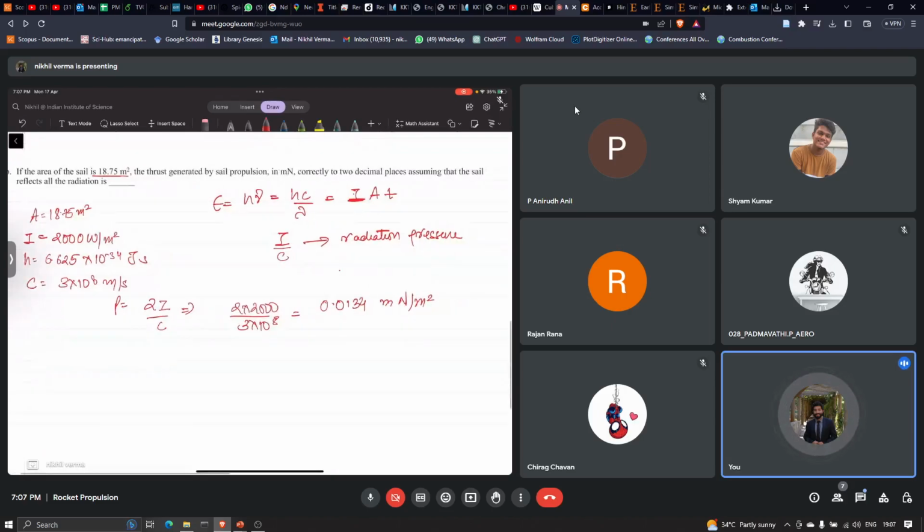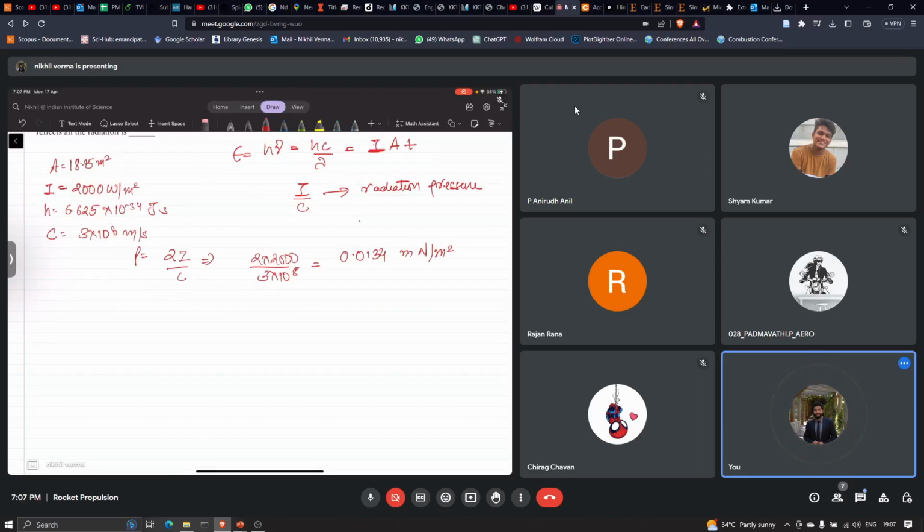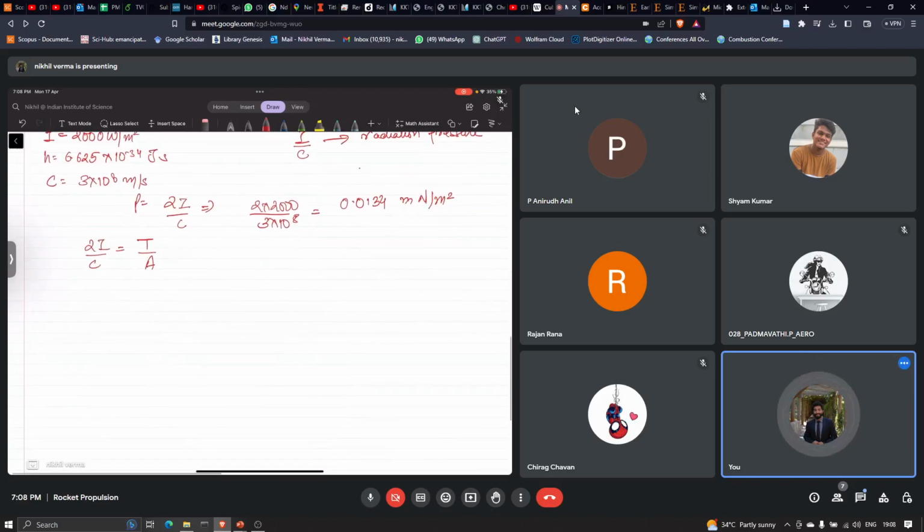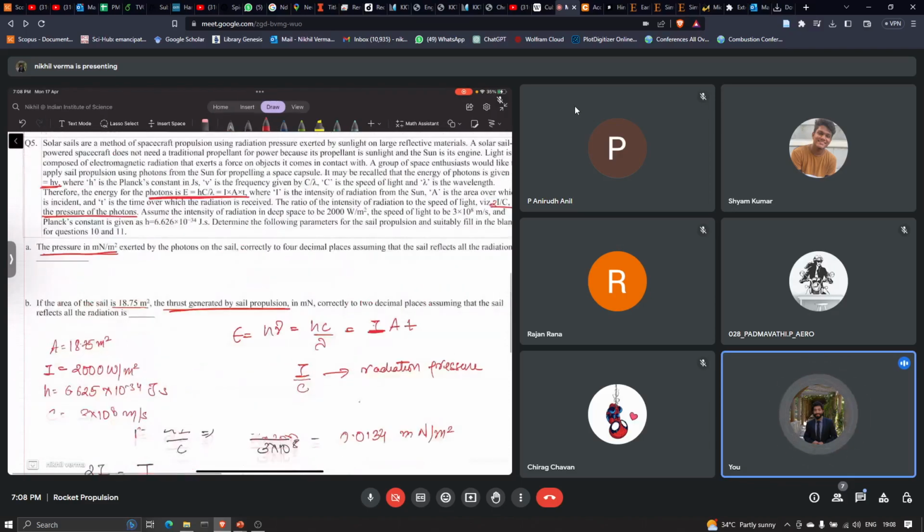Then what we have to find is the thrust generated by the solar sail. This 2I by C is equal to thrust by area. So thrust can be written as 2I by C into area. With this you can calculate thrust as 0.251 millinewtons. I hope this question is clear, right?